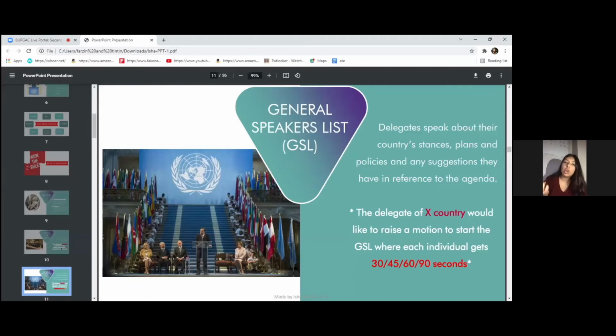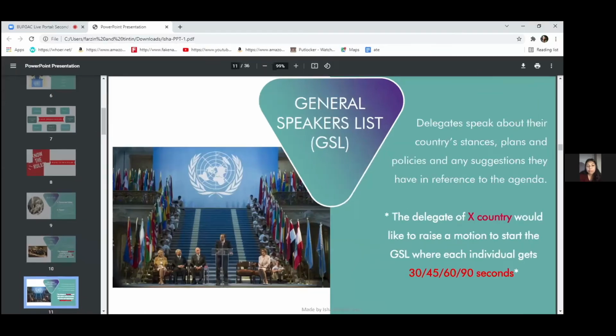If the motion does not pass, it will be repeated by some other delegate who might have a different motion. After we set the agenda, the MUN always has a general speakers list. The general speakers list is basically whatever your country's stance is with regards to the given agenda; you speak about that.